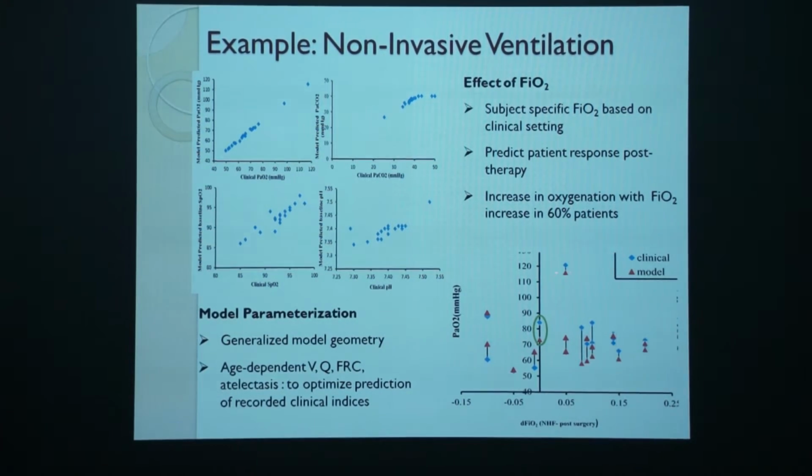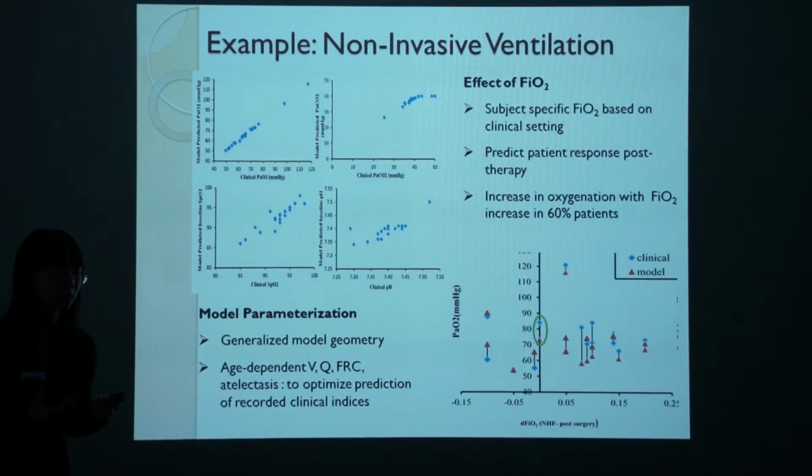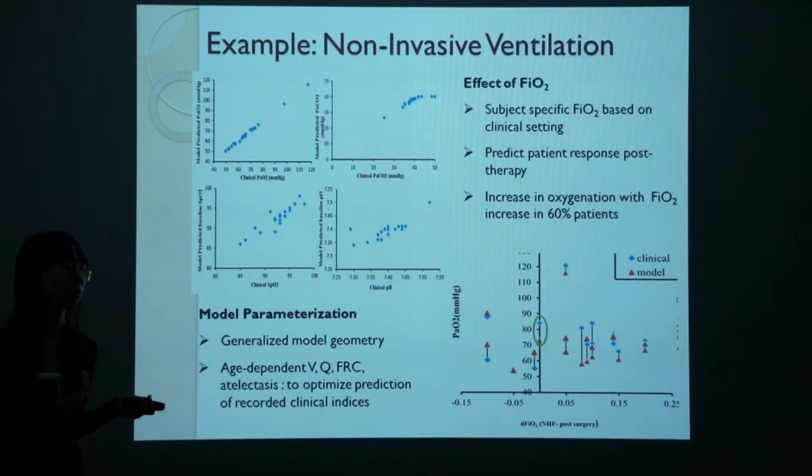The blue is what we recorded clinically 1 hour after the therapy. And the red is what our model is predicting, with an increase in the input concentration, how the patient responded. And it actually shows that it matches really quite well, that with only an increase in oxygen concentration, 60% of the patients have experienced reduced symptoms and improved oxygenation, exactly as recorded in the clinical measures.